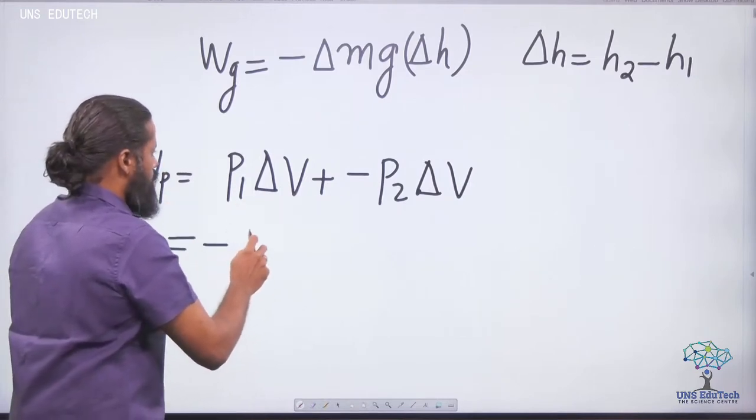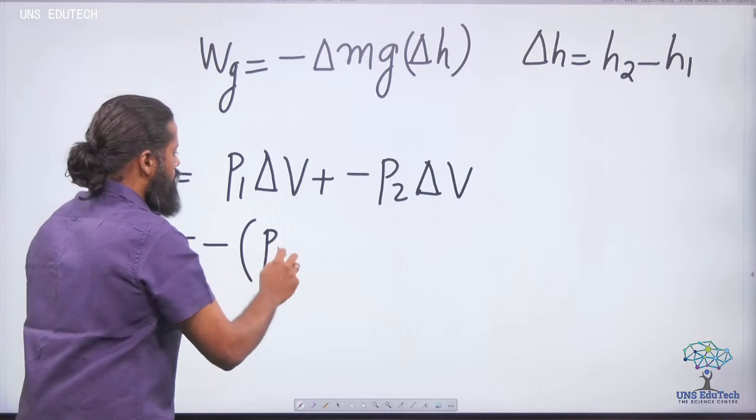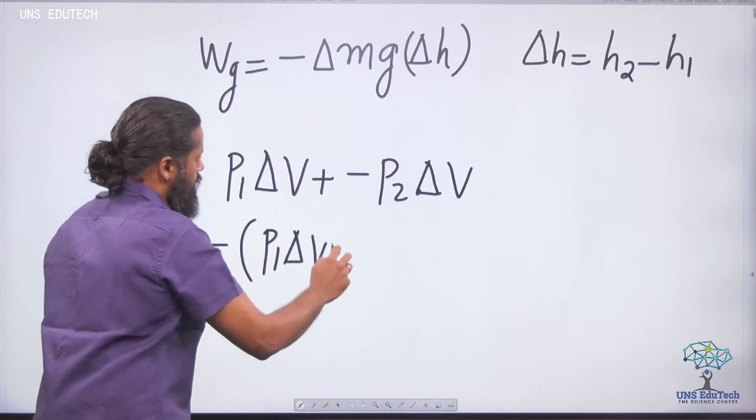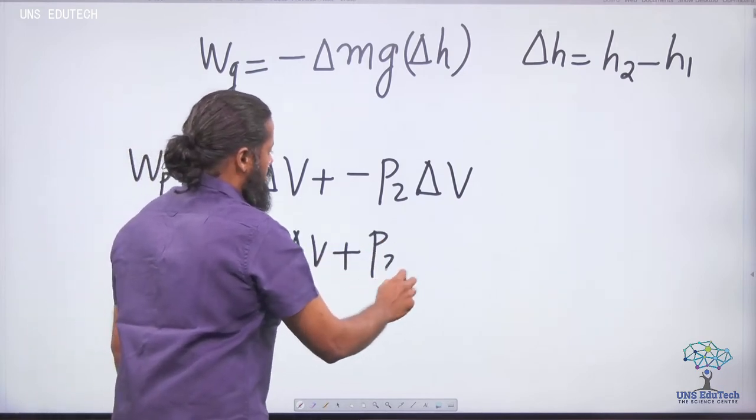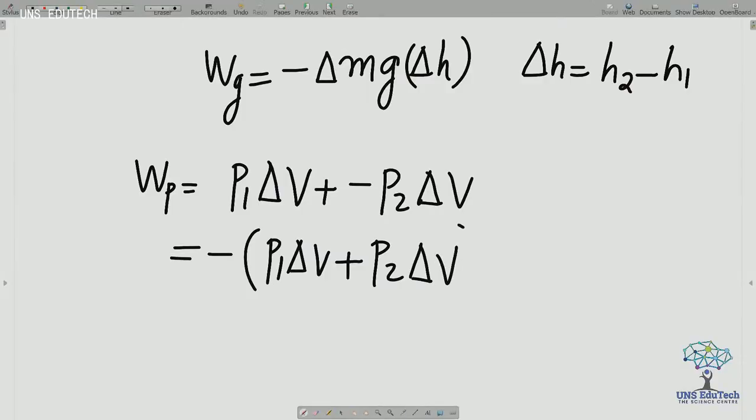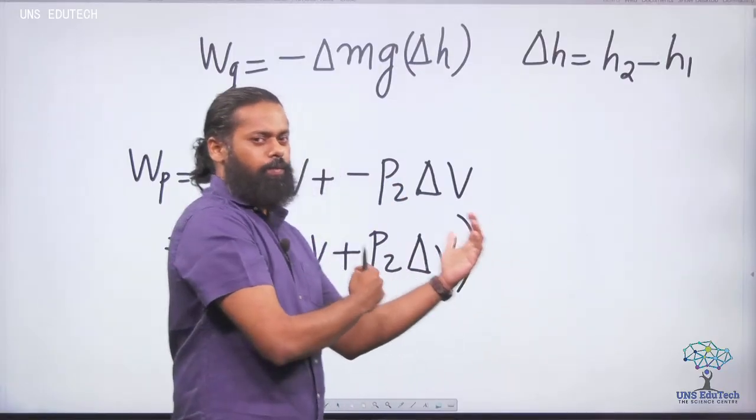That means negative of, we can write P1 into delta V plus P2 into delta V. It's actually the derivation, we are trying to do the derivation. I will quickly finish this part. All of you listen thoroughly. If you have to understand at least once, you have to go through this process, then only you will understand the entire picture. That's why we are going through this derivation part.